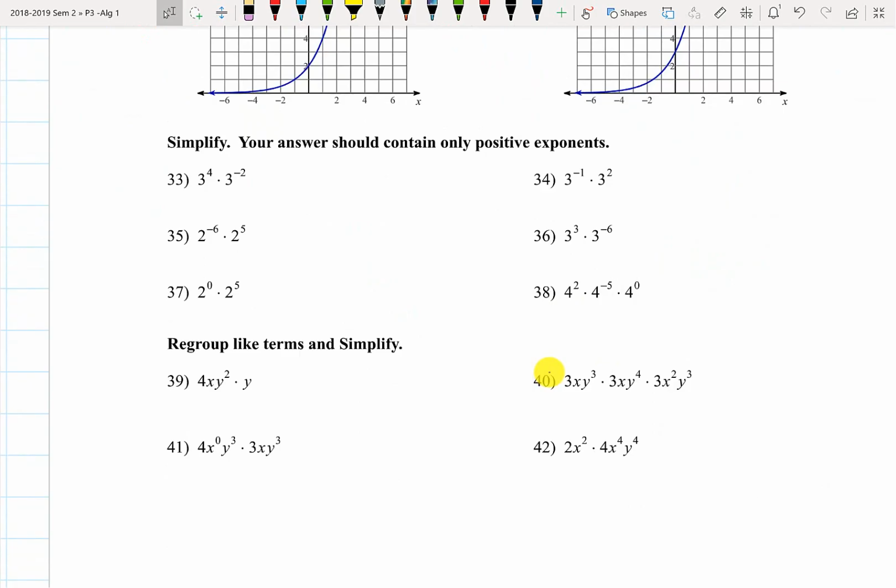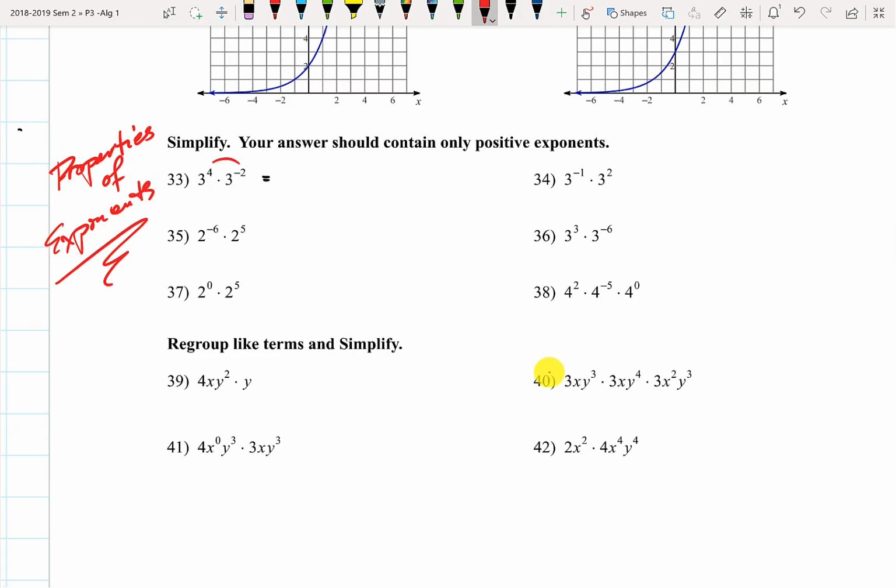Okay, so it's still in the exponential function unit, or properties of exponents. So this is the properties of exponents unit.